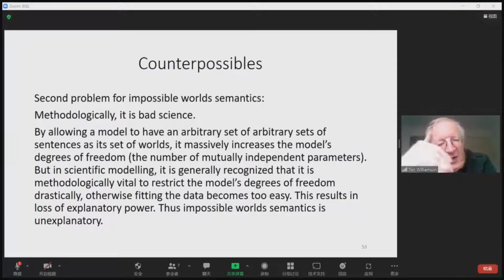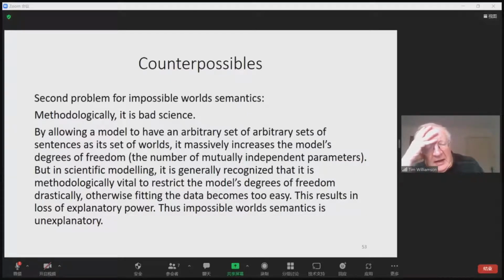Now, you might think, well, it's great to have all these degrees of freedom. Isn't freedom a good thing? But in scientific modeling, it's generally recognized that it is methodologically vital to restrict the model's degrees of freedom drastically, to keep it as low as possible, because otherwise fitting the data becomes too easy. And that results in loss of explanatory power. So in effect, impossible world semantics is unexplanatory, because you can fit pretty much any data you like. You can just rather trivially fit it if you have too many degrees of freedom.